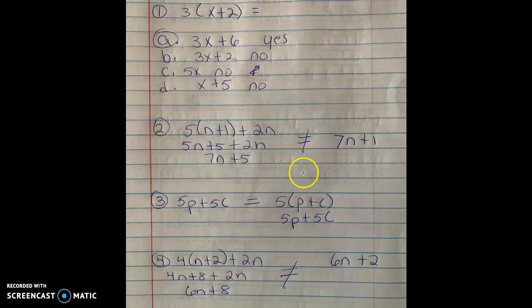For question number 3, the distributive property shows that 5 times p, 5p, 5 times c is 5c, so these are equivalent.